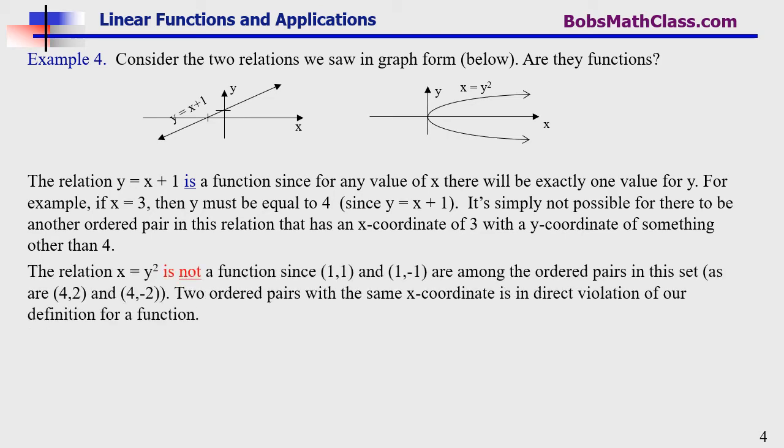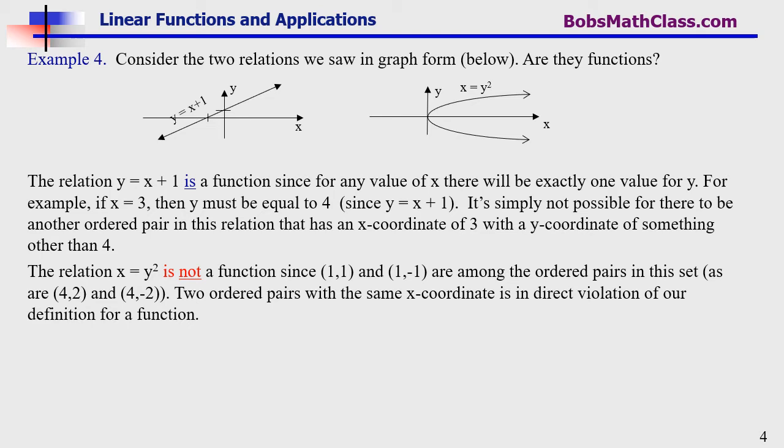Now let's look at the one on the right. This one is not a function. Because if x is 1, y could be 1 or -1. So if you plug in a y value of 1, you'll get 1 for x. And if you plug in y equals -1, well, -1 squared is also 1, because when you square a negative, it becomes positive. So there's two ordered pairs right there that show that this is not a function.